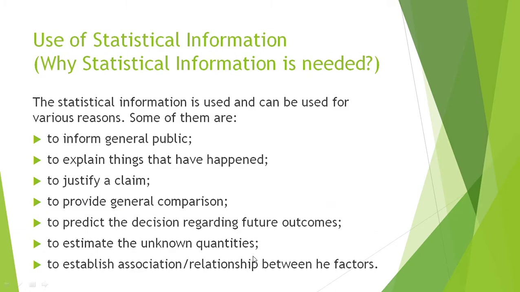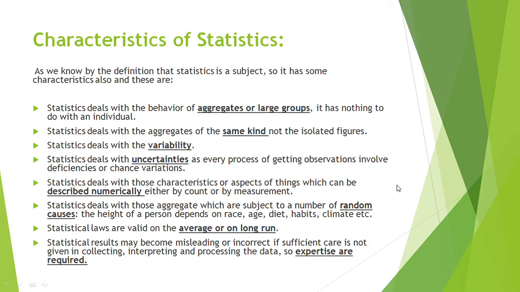And to estimate the unknown quantities: in statistics we will have some unknown quantities, and we can estimate their values by using some specific statistical formulas. And then to estimate association and relationships between some factors, we can find the associations and relationships. So these are the uses of statistical formulas and statistical information.